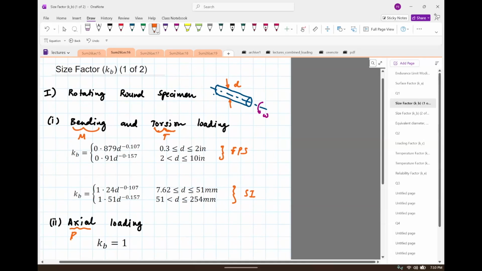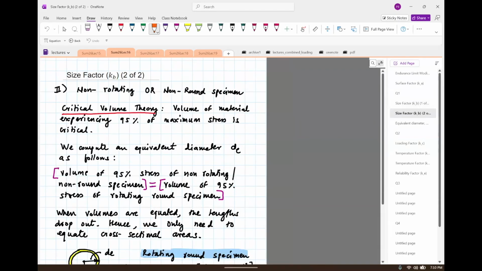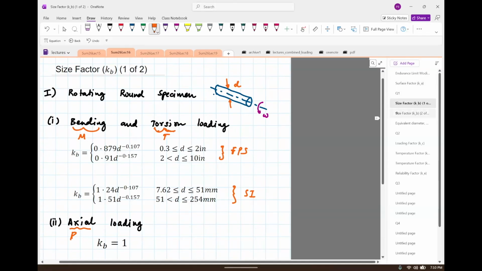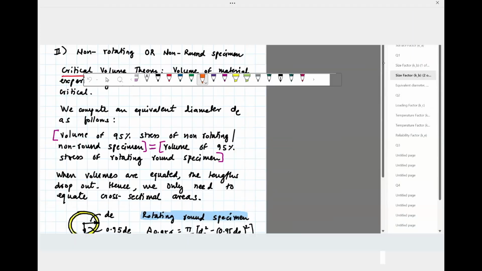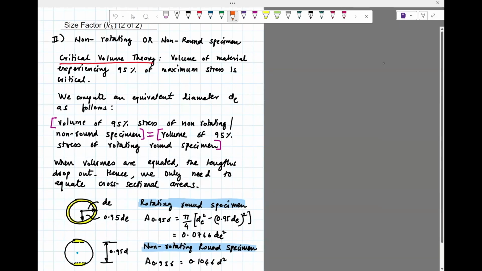Now, things get tricky when you look at specimens which are non-rotating. As I said, this is rotating. What happens if it's non-rotating? I just put this for completeness. It's a lot of text here. There is a theory called critical volume theory, which, again, is an empirical theory, which says how you take a non-rotating specimen and model it as a round rotating specimen.